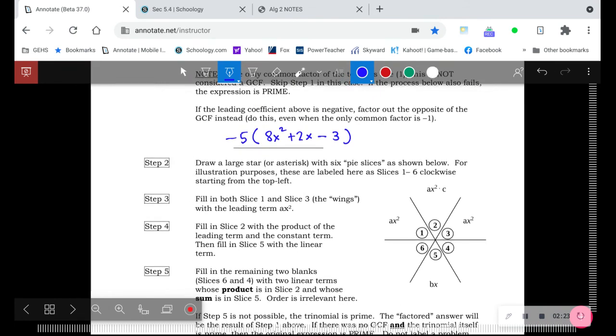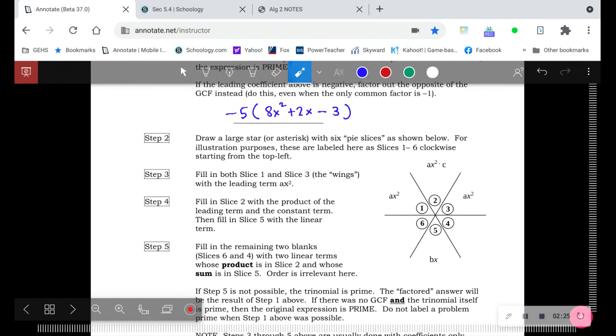All right, the way this works is you start with the leading term, and you put it on the angel wing side of it. So this 8x squared is going to go on what I call the wings, and I'm going to label them that way so you know what I'm referring to. Wing and wing. This is like an asterisk or a snowflake or a star. Anyway, we're going to put 8x squared here and another one over here. Same one on both sides.